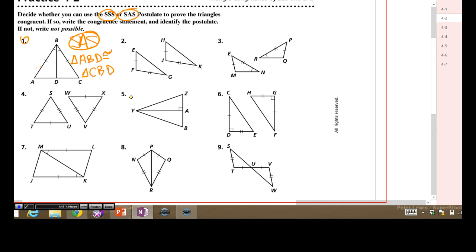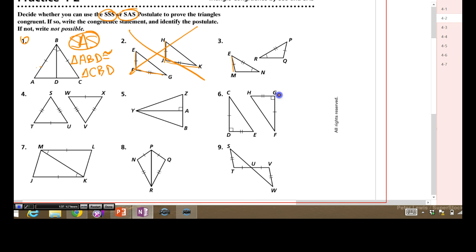Number 2, I have a side matched up with a side. I have another side matched up with a second side. And there are no more marks. So I don't know anything else about these two triangles except side, side. That is not a postulate, so we don't know about the congruence here.